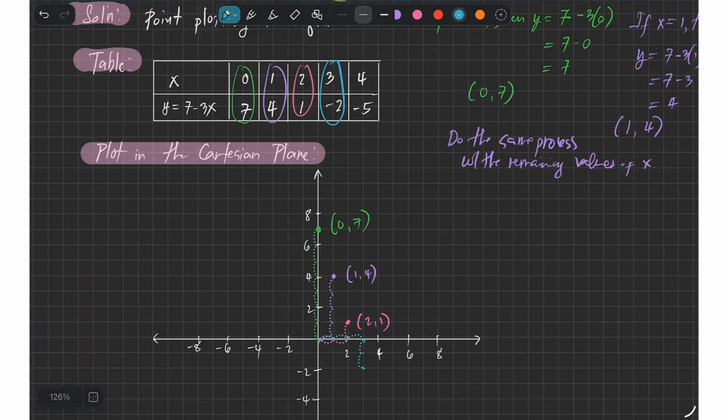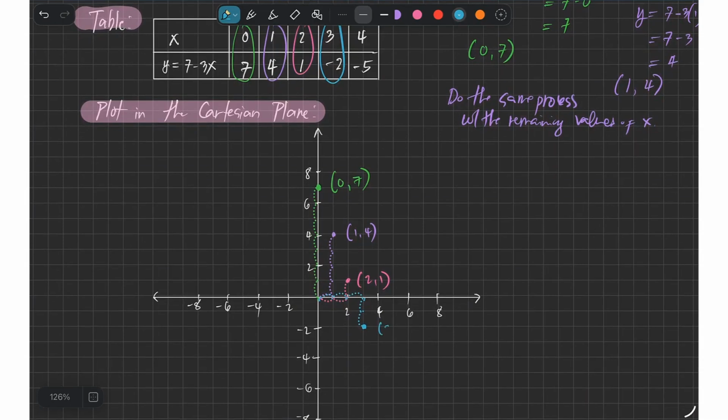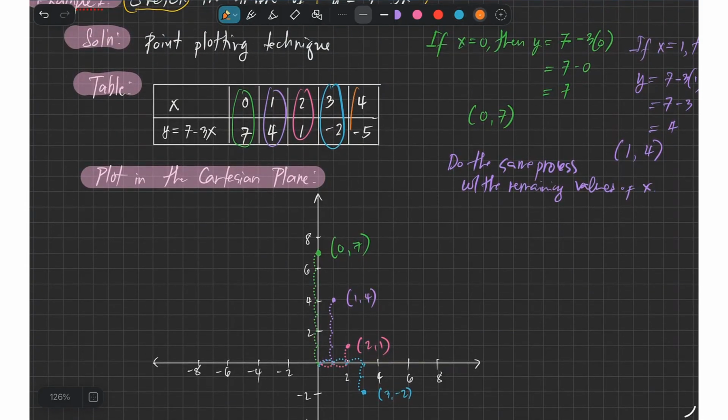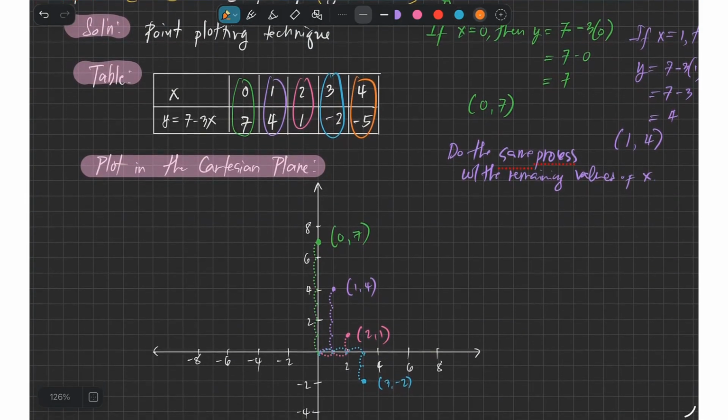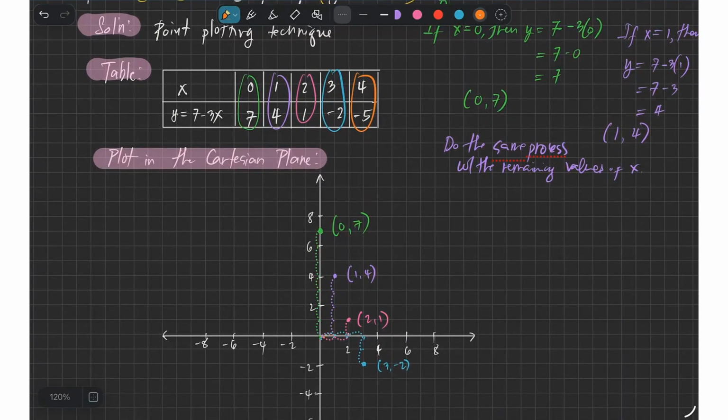Okay, so lagpas na po tayo dito sa x-axis. Ibig sabihin na sa fourth quadrant na tayo. Ito po yung ating 3, negative 2. Okay. At ang last pair po natin dito sa ating table ay 4, negative 5. So, saan po yung 4, negative 5 na yan? For negative 5, bilang tayo 1, 2, 3, 4. 1, 2, 3, 4, 5. Okay, ito sa fourth quadrant din. So this is for negative 5.